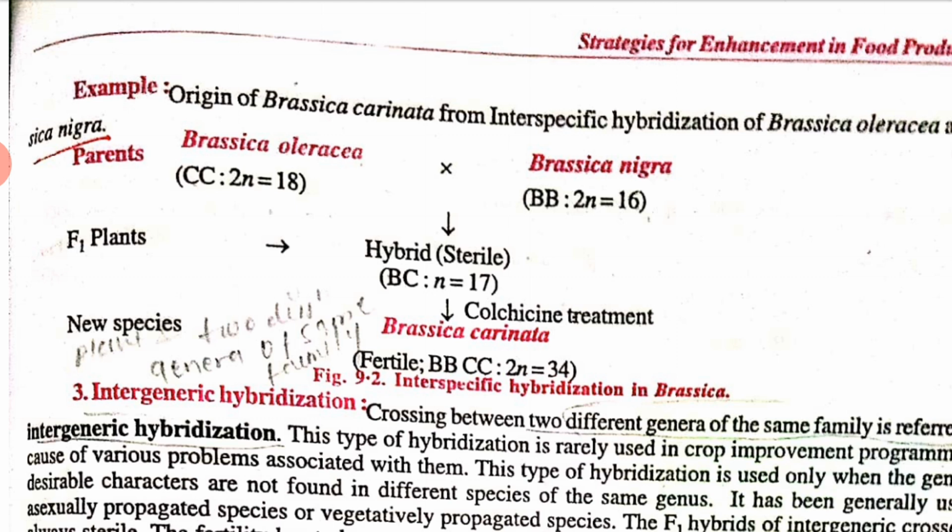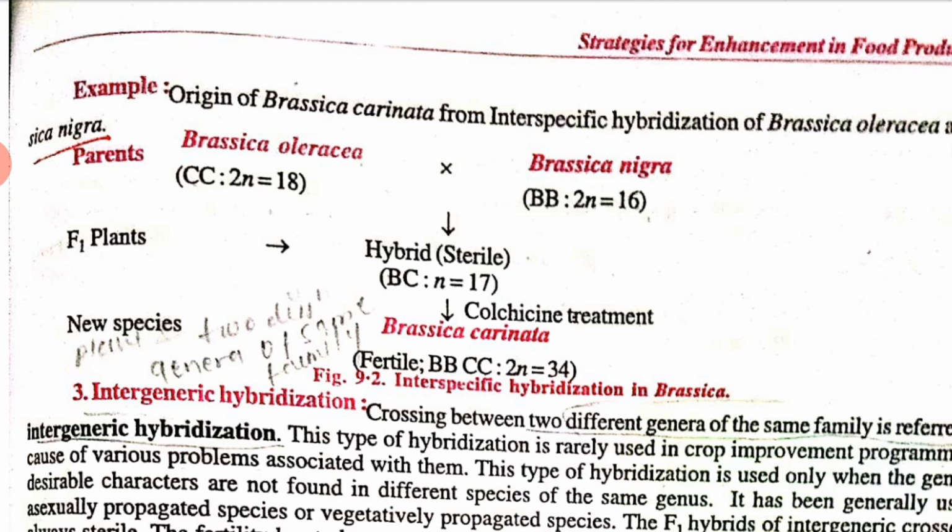It will form with one set from C and one set from B. So this is BC, n = 17, with the common number 16, then 17 and 18. Here they form a mixture of the two parents. But the thing is, this first generation hybrid is sterile. Sterile means not able to reproduce.